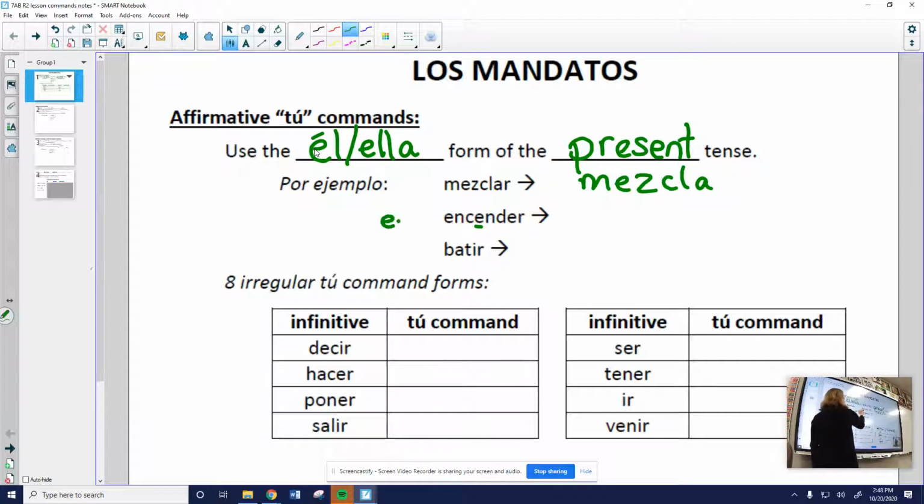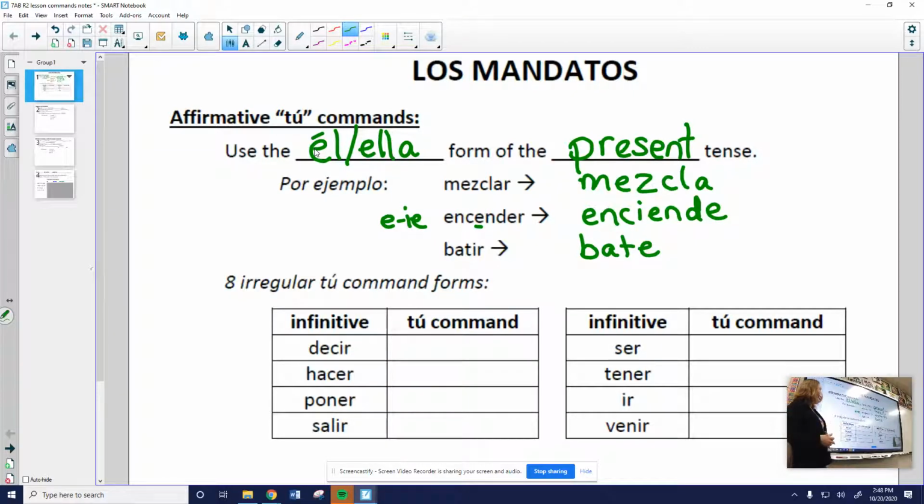Encender is an E to I stem changing verb. So I would use the él/ella form, but I have to take into account that stem change. Enciende. Turn on the stove. Enciende la estufa. Batir. Beat the eggs. It's a regular IR verb. Bate. There's a really cute children's song in Spanish called Bate Bate el Chocolate. I'll try and play it for you. Find video at some point. Bate means beat. Beat the eggs. Beat the chocolate. Beat the hot chocolate.